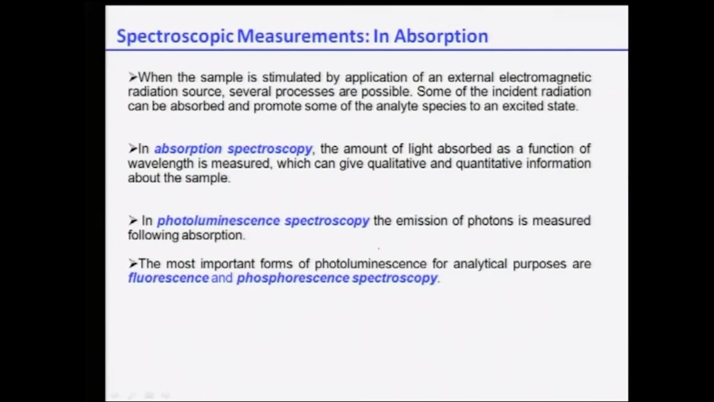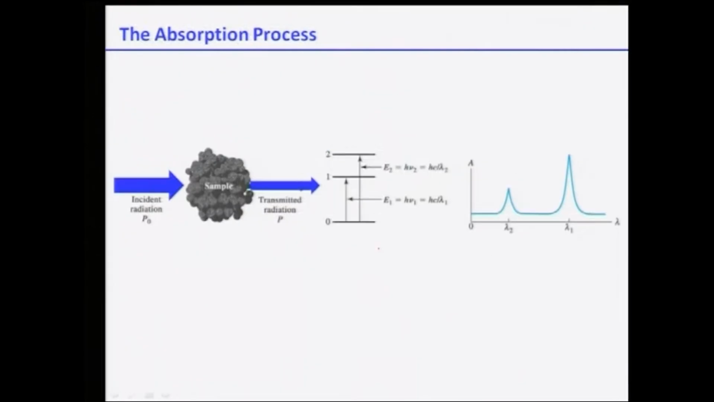In photoluminescence spectroscopy, emission of photons is measured following this absorption. The most important form of photoluminescence spectroscopy is fluorescence or phosphorescence spectroscopy, which we will discuss later.